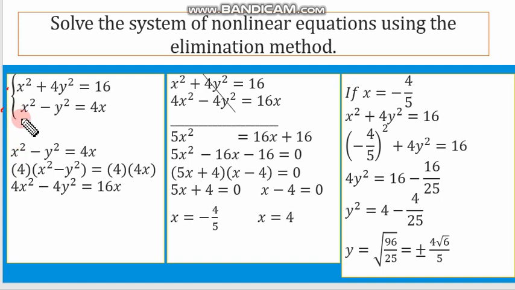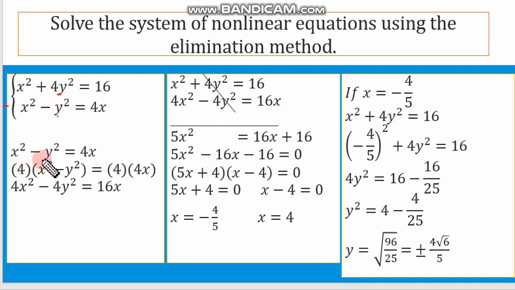If we eliminate x squared, we are left with 4y squared equals 16 and y squared equals 4x. However, you've noticed there is still an x variable here. Therefore, we still have two variables if we eliminate x squared. So the best variable to eliminate here is y squared. We will use the second equation and make it negative 4y squared to eliminate the y variable.